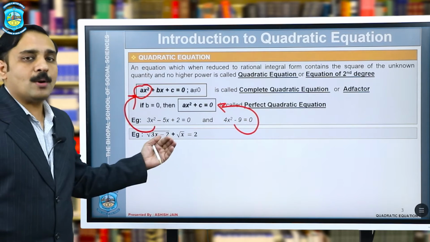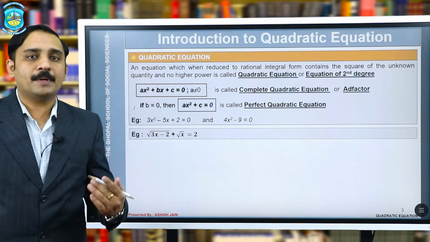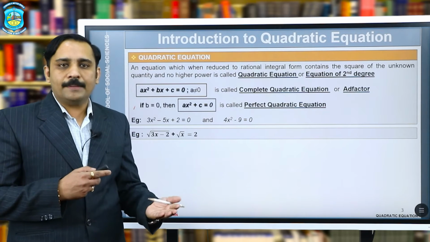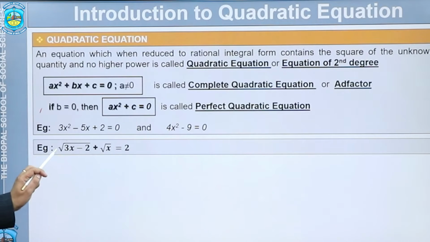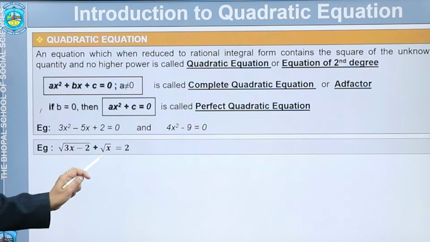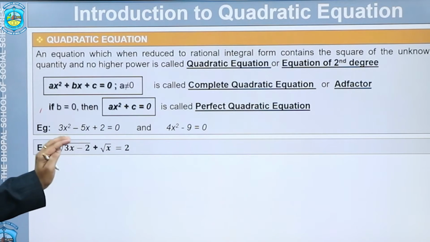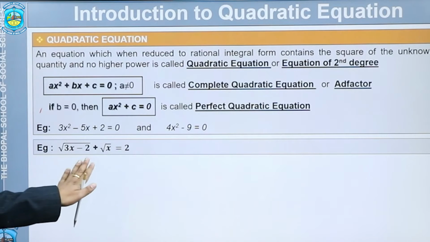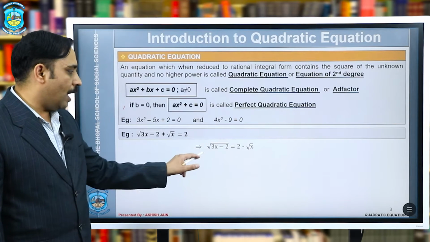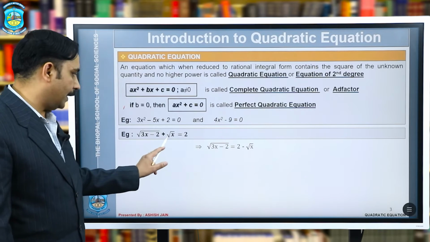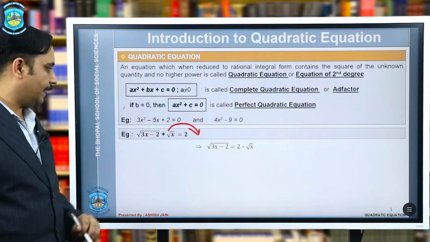Now, there are certain equations which don't look apparently quadratic, but after solving them for some time, they turn out to be a quadratic equation. For example, we have an equation under root of 3x minus 2 plus root of x is equal to 2. Here, the highest power is 1 by 2, so this is not a quadratic equation now, it is a radical equation. Let us now solve this. So we have under root 3x minus 2 is equal to 2 minus root x. I have separated this and brought this root x to the right hand side.